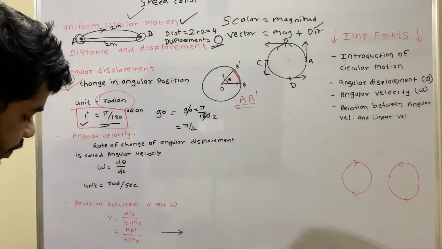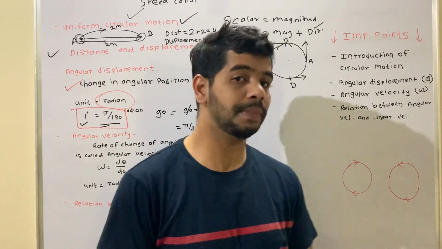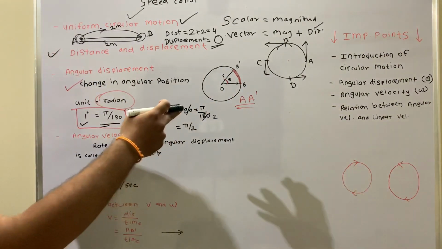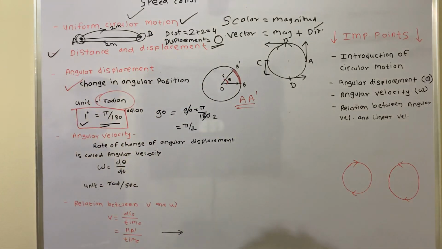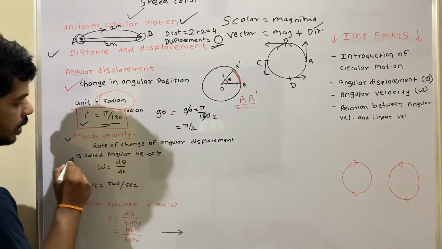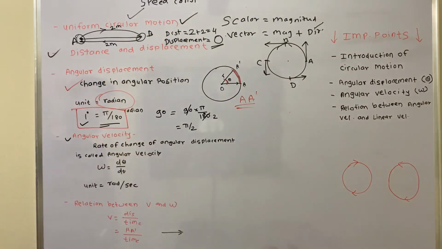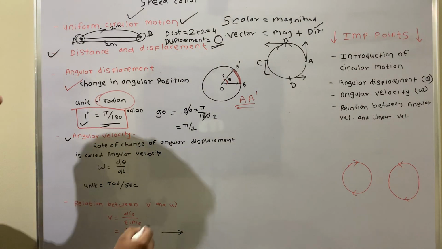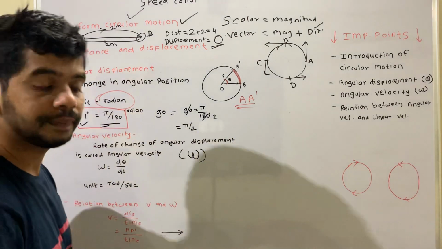What is velocity? Generally velocity is displacement upon time. But here in circular motion, that means the path followed is circular, then what? Angular velocity is nothing but the rate of change of angular displacement with respect to time, and it is denoted by omega.